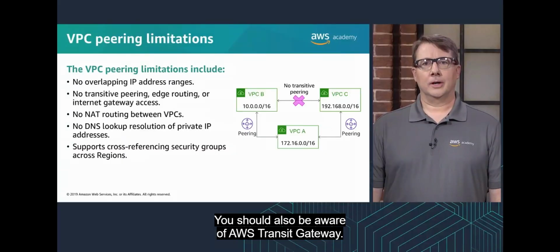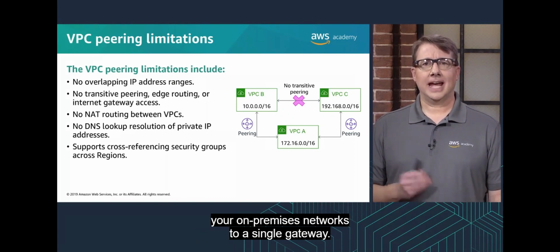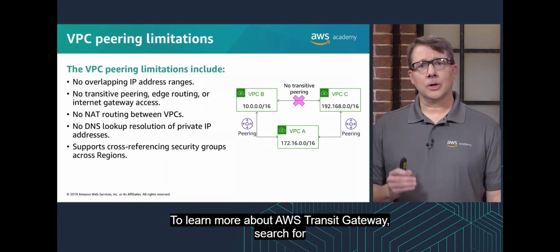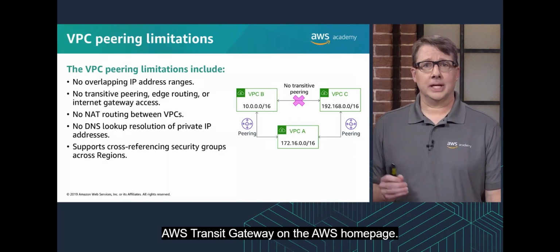You should also be aware of AWS Transit Gateway. With AWS Transit Gateway, you can connect your VPCs and your on-premises networks to a single gateway. To learn more about AWS Transit Gateway, search for AWS Transit Gateway on the AWS homepage.